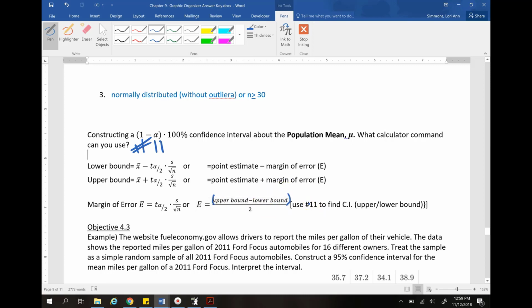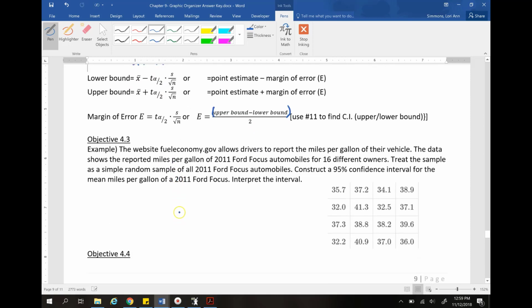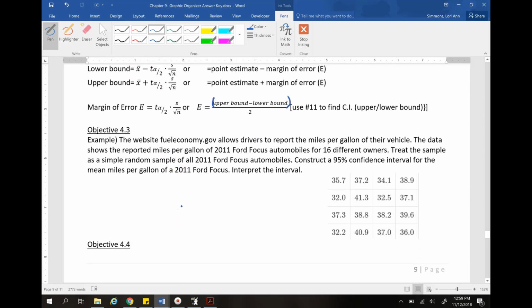You can use number 11 to find the confidence interval, which gives you upper and lower. You can subtract those and divide by 2 to get you the margin of error, if that's what the question is asking for. So let's look at the first example.